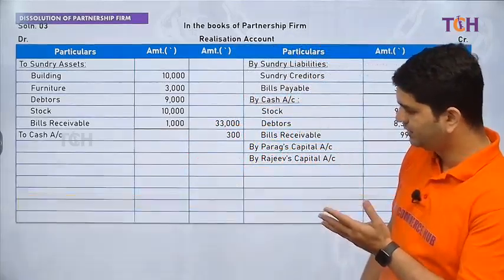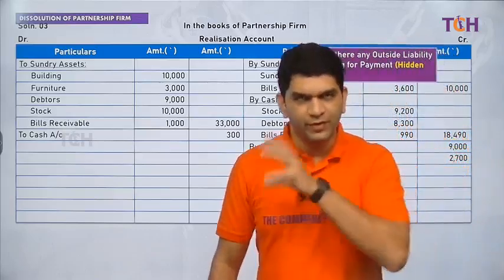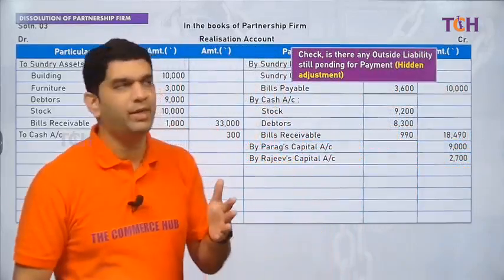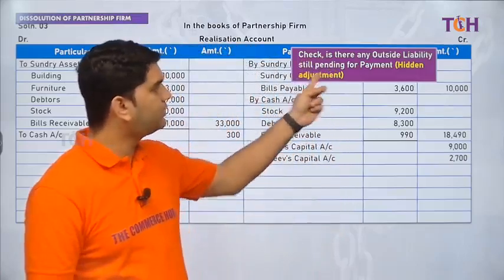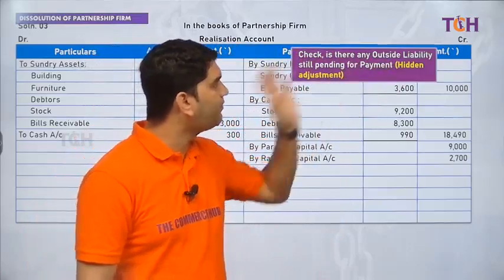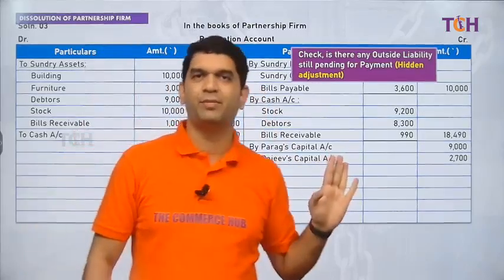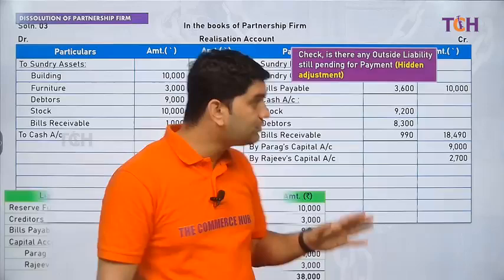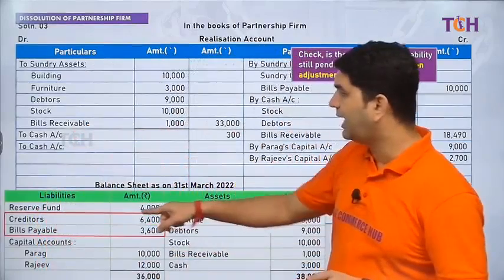Now, after this, was there any adjustment related to liabilities? If you check again, there is no adjustment related to how we should pay our liabilities or how liabilities are taken care of. Nothing is mentioned. That is why this box is very important. Is any outside liability still pending payment? So yes, we have two outside liabilities, creditors and bills payable, and nothing is mentioned about the payment of them. So it is a hidden adjustment to understand. If nothing is mentioned about the outside liabilities, we would assume that the liabilities are paid in full.